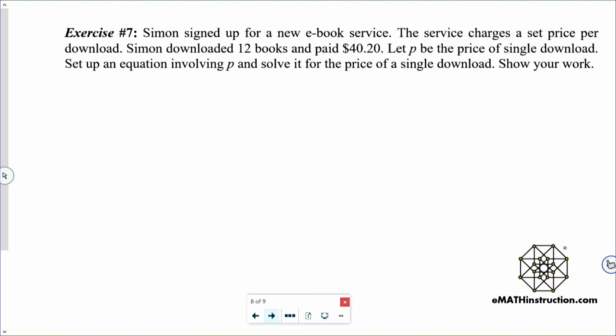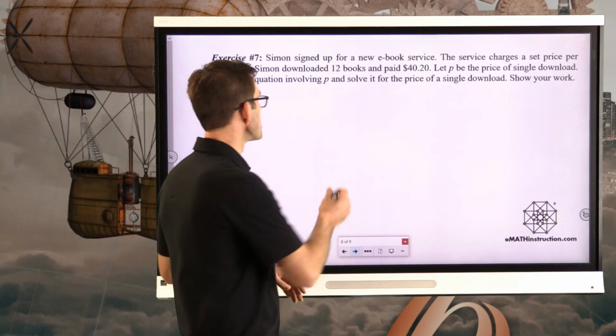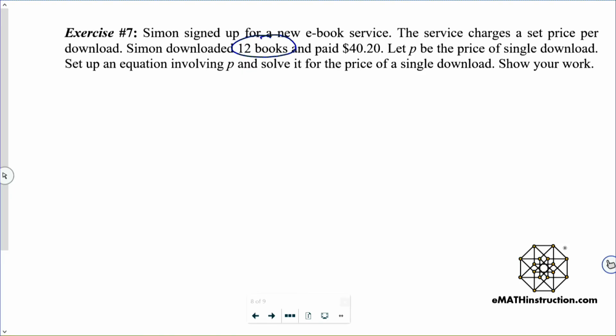Simon signed up for a new ebook service. The service charges a set price per download. Simon downloaded 12 books and paid $40.20. Let P be the price of a single download. Set up an equation involving P and solve it for the price of a single download. All right, so let's underline all the relevant information, right? I've got 12 books. I'm going to pay a total of this amount of money. I'm trying to figure out the price of a single book.